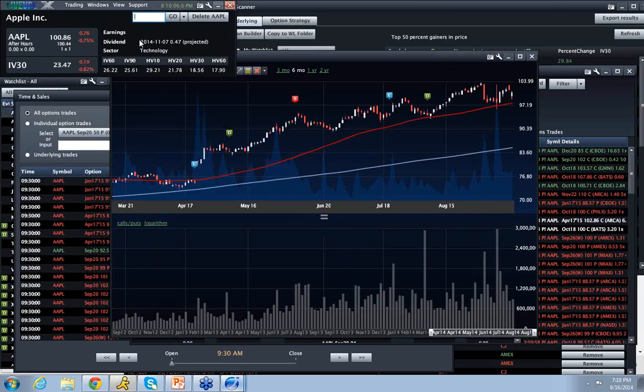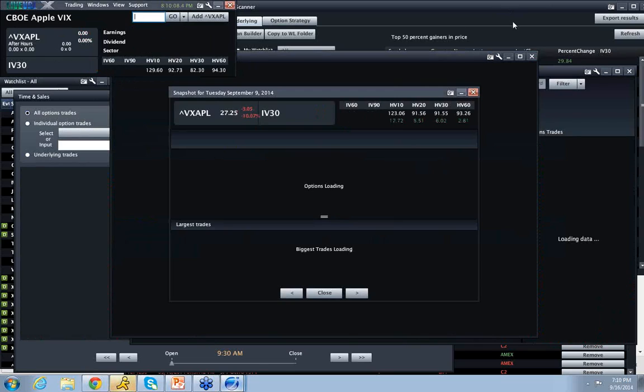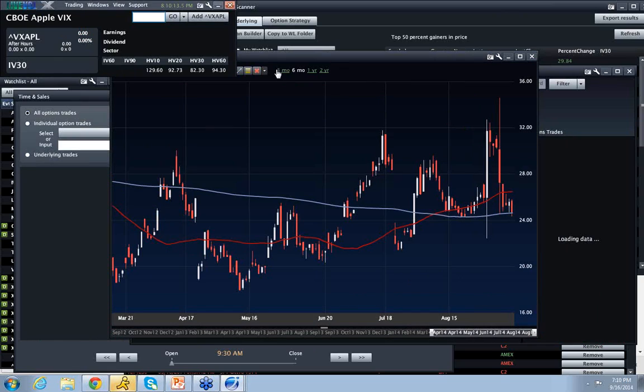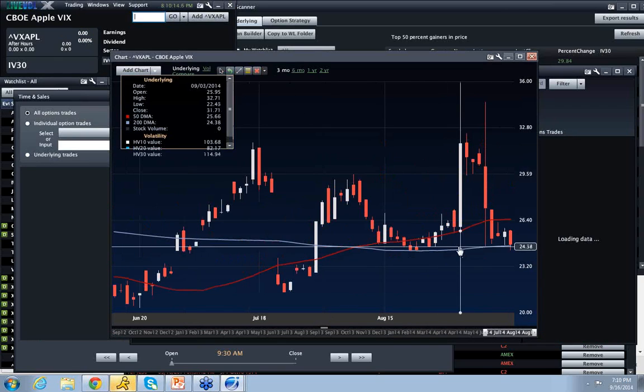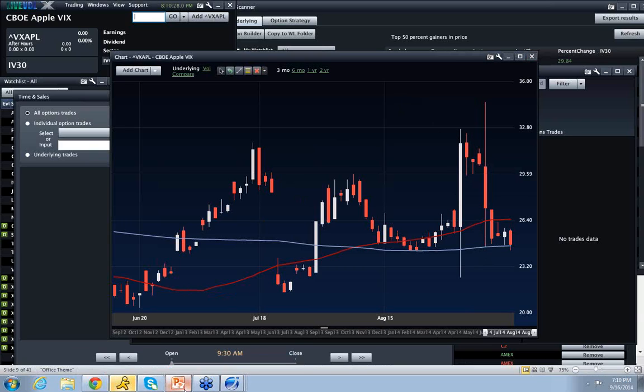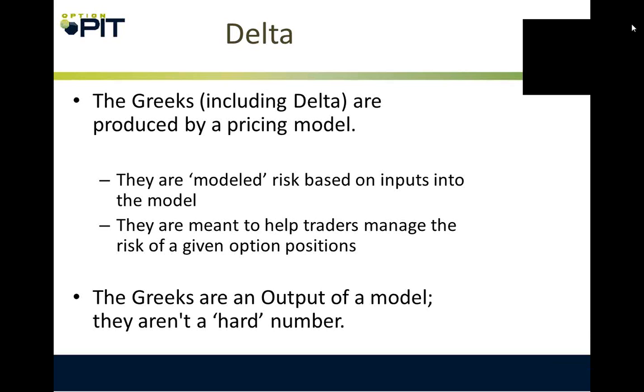So we're going to pull up a chart. This is VXAPL. It is the volatility, the CBOE VIX of Apple. So this is the VIX calculation. You can see here it is 9.3, 9.4, 9.8, and look at the tank job. And it's just down from there. So delta can change on you, and that's why understanding volatility is so important.